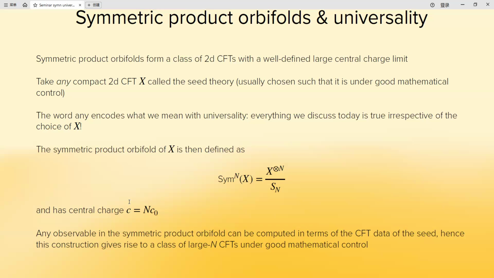And a very nice thing about this construction is that any observable in the symmetric orbifold theory can be computed in terms of the seed CFT. And thus it gives rise to a class of large n CFTs under good mathematical control, at least if you choose your seed theory to be under good mathematical control. But let me reiterate that everything I'll say today is true regardless of the seed theory.